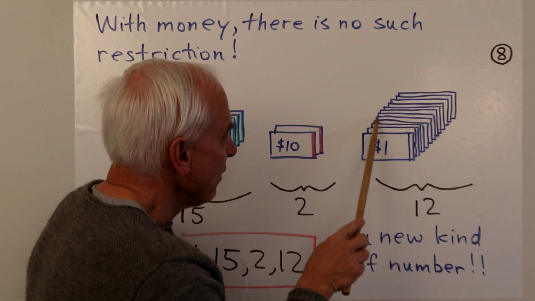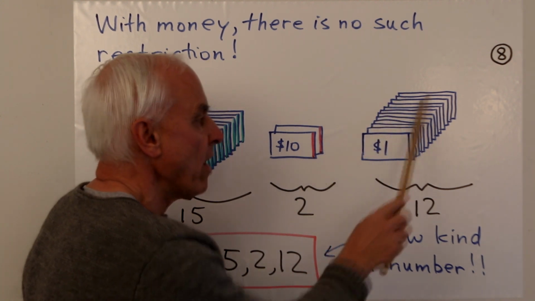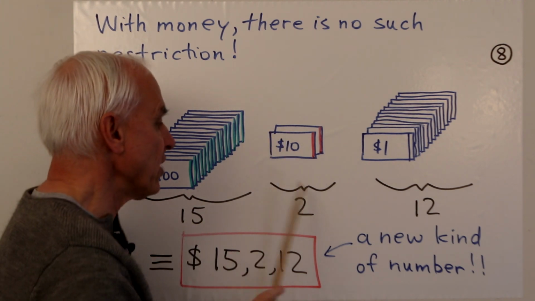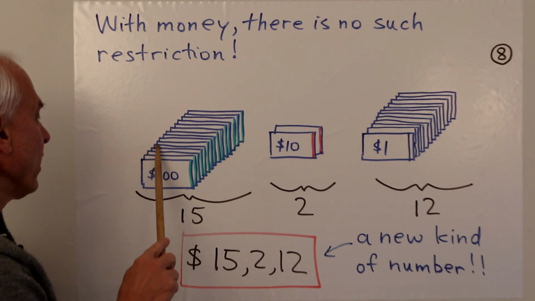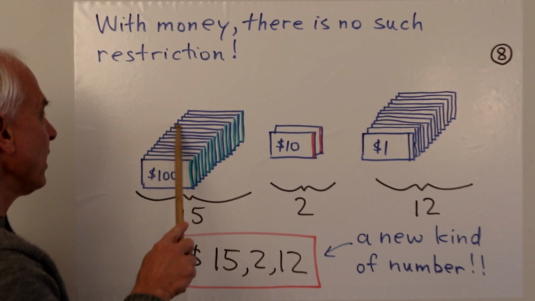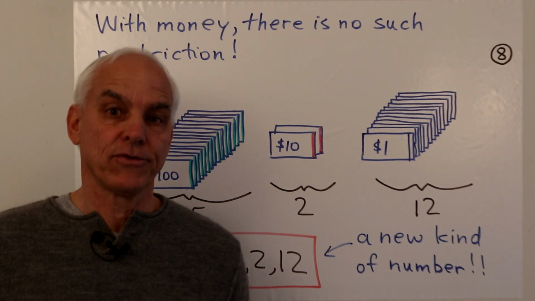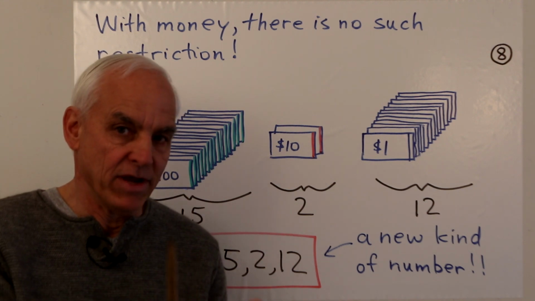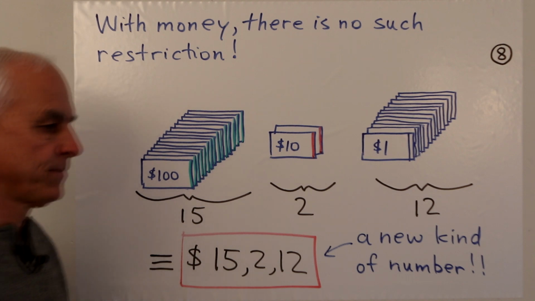1, 2, 3, 4, 5, 6, 7, 8, 9, 10, 11, 12. There are 12 $1 bills in a stack there. You can see there's 2 $10 bills, and over here there's 1, 2, 3, 4, 5, 6, 7, 8, 9, 10, 11, 12, 13, 14, 15 $100 bills. It's a perfectly legitimate wad of money to have in your pocket. How do we represent that?